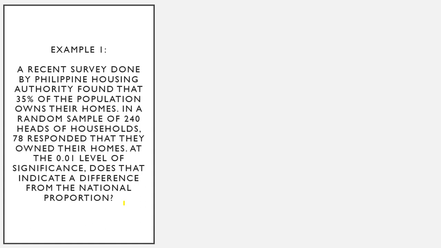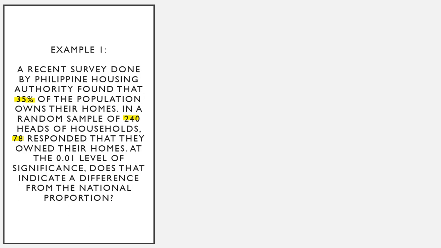Okay, so let's proceed on example number 1. A recent survey done by the Philippine Housing Authority found that 35% of the population owns their homes. In a random sample of 240 heads of households, 78 responded that they owned their homes. At the 0.01 level of significance, does that indicate a difference from the national proportion? So, yan po yung example natin.